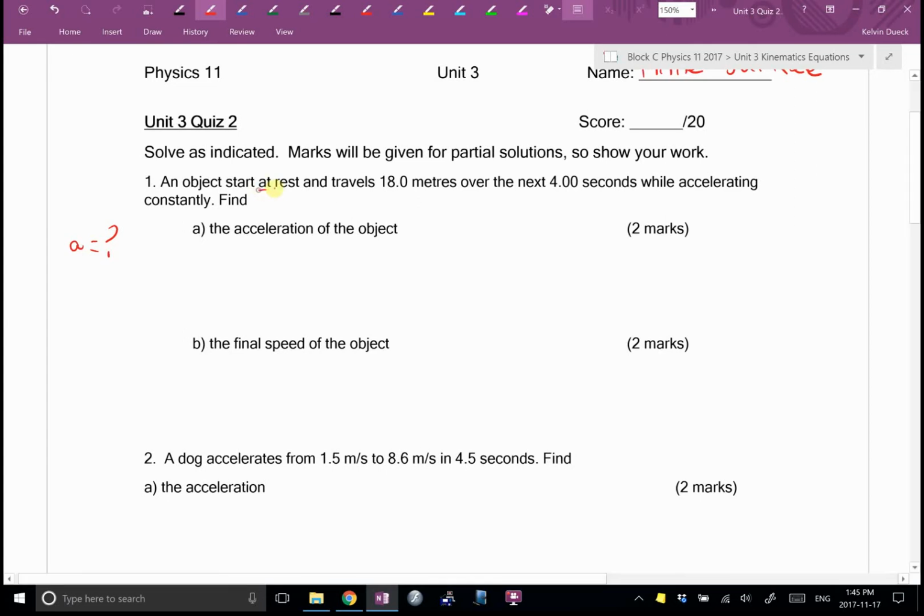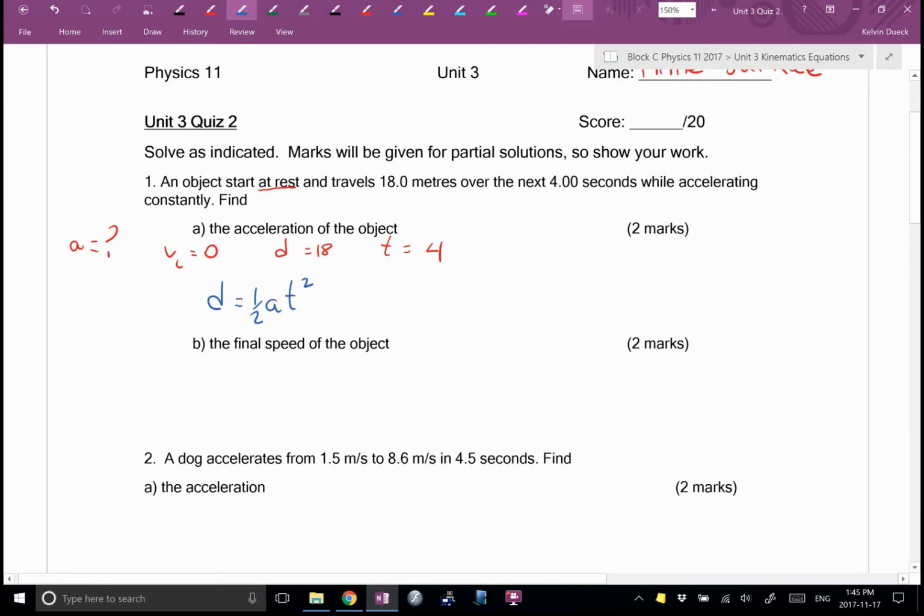I would mentally have noticed that word, and I would say, okay, VI is 0, D is 18, T is 4, and now I'd like to try to find the equation. I would say I'm looking for an equation that has a D, an A, a VI, and a T in it. There is one. It's this one. D equals 1/2 AT squared.